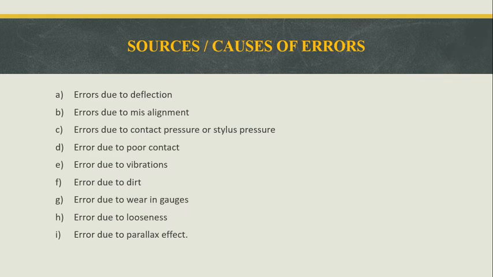Then mounting the gauge pedestal and floor sections on tar resin. We should mount the gauge pedestal and the floor sections on the tar resin, then only we can avoid the vibrations. Putting a gauge on a surface plate resting on a heavy plate. By using these conditions, we can avoid the vibrations. Then avoid error due to dirt. We should avoid this dirt to reduce the error.